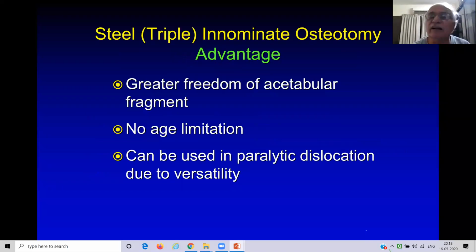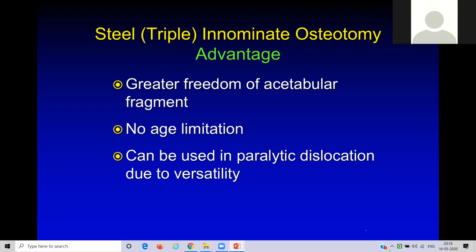So greater freedom, no age limit, you can do it in older children also. It can be used in paralytic hips. It is very versatile in paralytic cases because wherever the hip is dislocating, you can put that fragment there and put some fixation. So it is very versatile. Triple osteotomy is very versatile. Sutherland is not versatile.